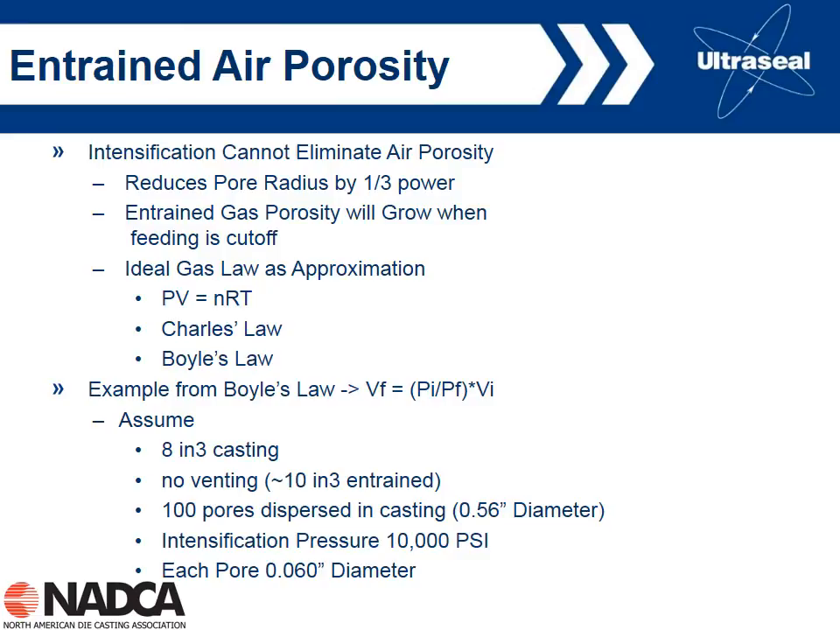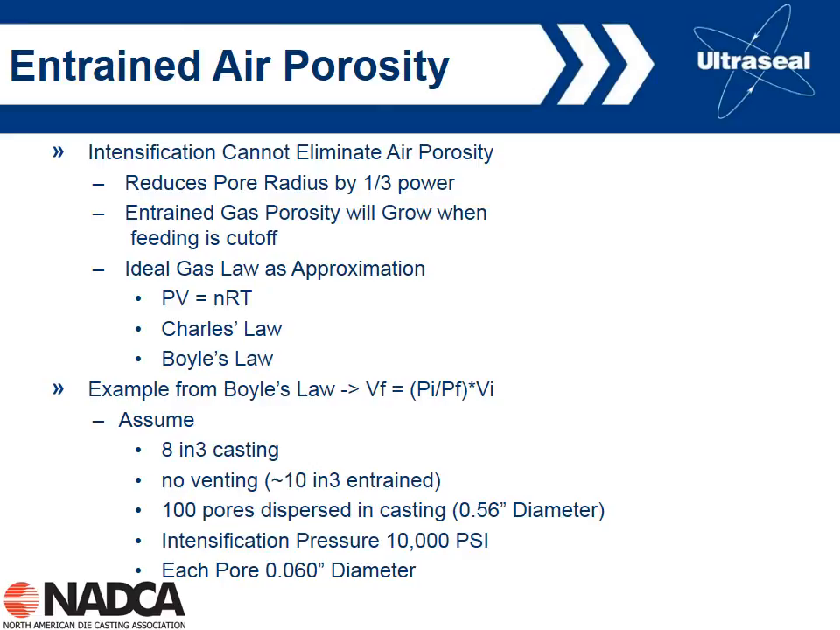We can say that V, the final volume of the pore, is going to be the initial pressure divided by the final pressure, times the initial size of the pore. So let's run through a quick calculation, and hopefully that'll be a bit clearer. If we've got, for instance, an 8 cubic inch casting, and we have no venting, so basically all the air is going to be trapped. So we've got about 10 cubic inches of air that gets trapped.